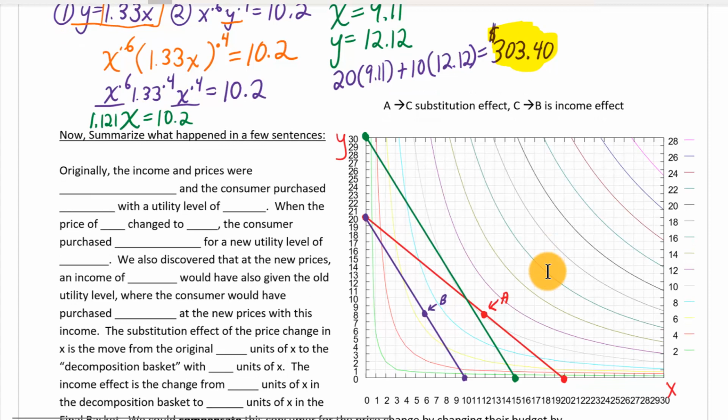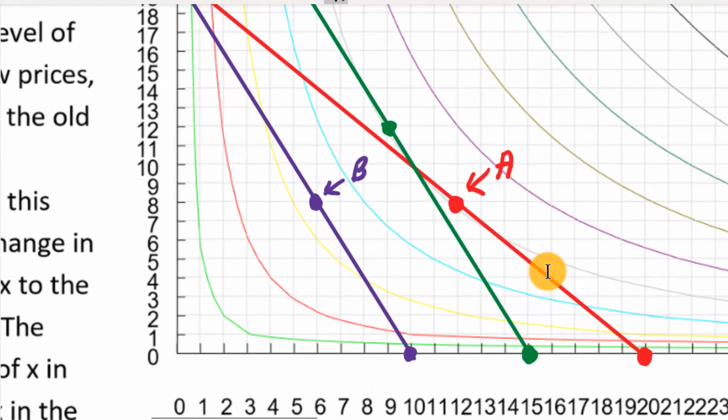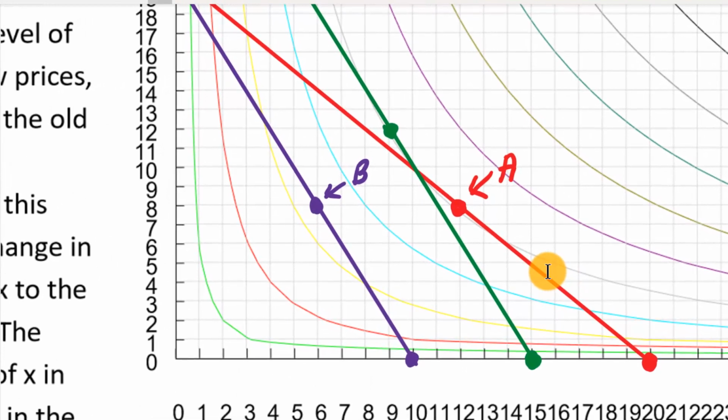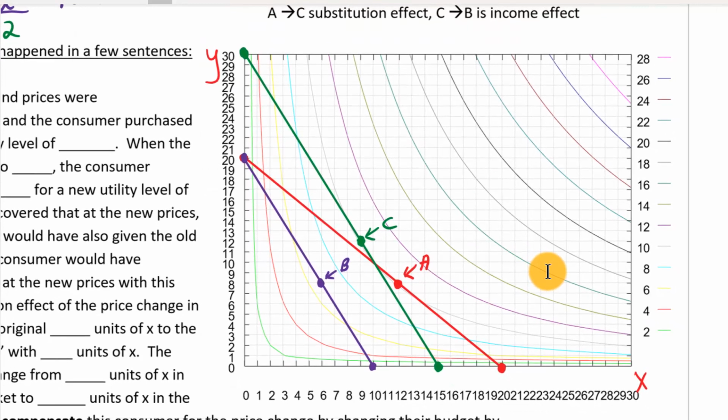It was about 9 X's. All right, so about right there. And about 12 Y's. Let's zoom in here to make sure that looks about right. Yeah, close enough. Maybe I could stand to move that point up just a little bit. That's point C.